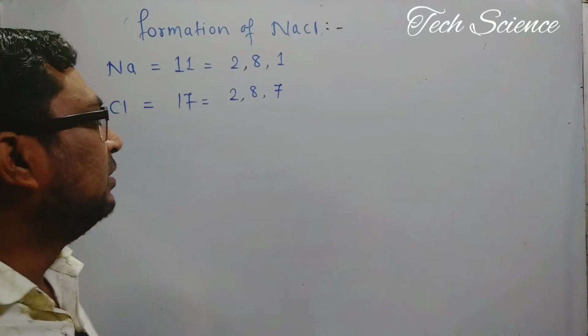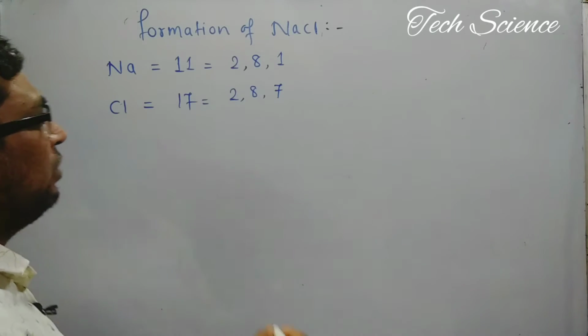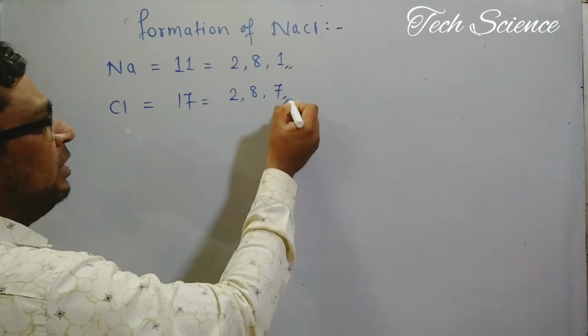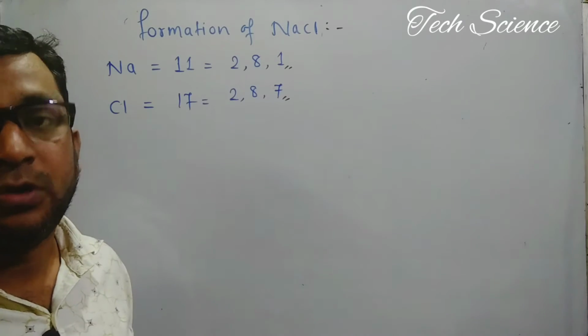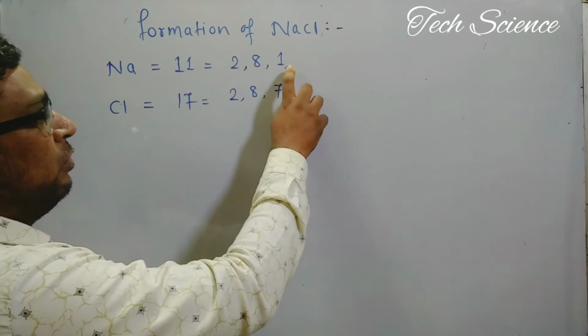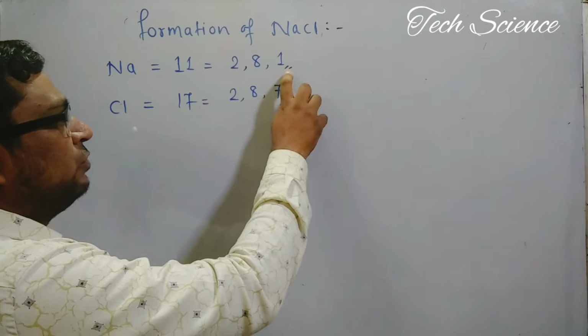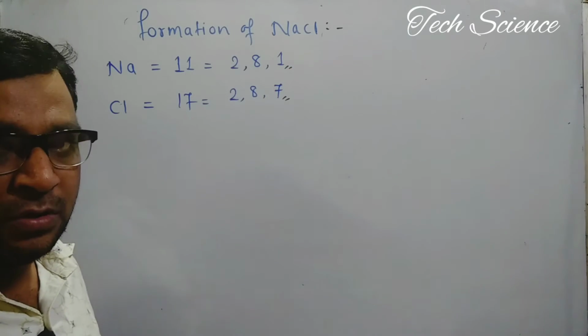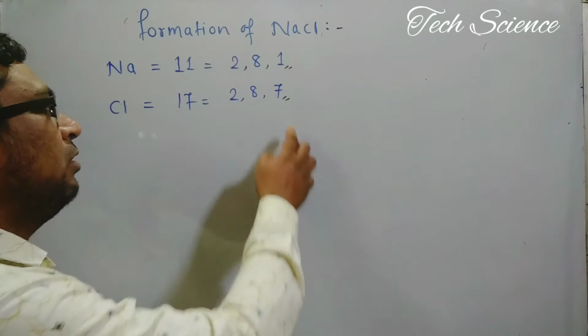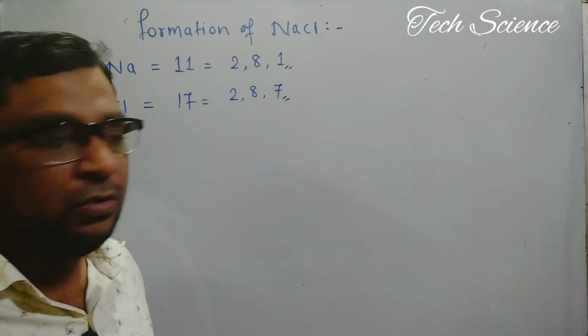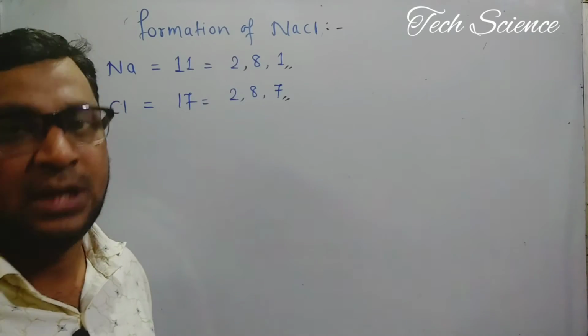Now we know that in the outermost orbit of sodium and chlorine there are 1 and 7 electrons respectively. Now they want to acquire the octet, and as per the law of octet, the outermost orbit of sodium requires 8 electrons to acquire stability. In the same manner, chlorine also requires 8 electrons to acquire its octet and become stable.